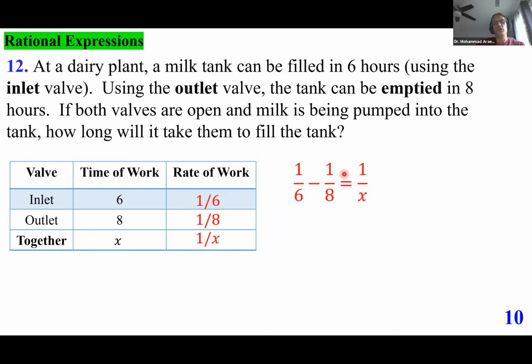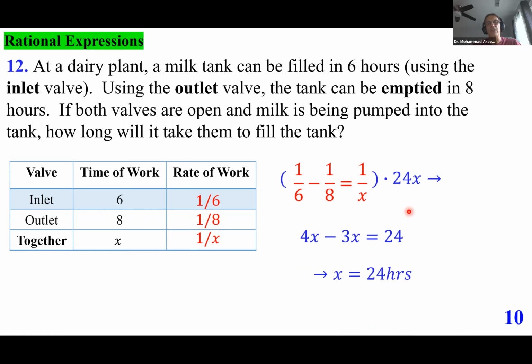Clearly, 24x is the LCD. If you multiply it by the first number, you get 4x minus second number gives you 3x, and the right side is 24. And x becomes 24 hours.